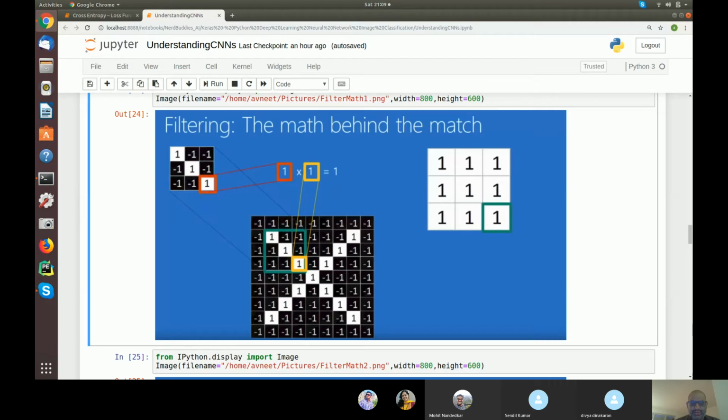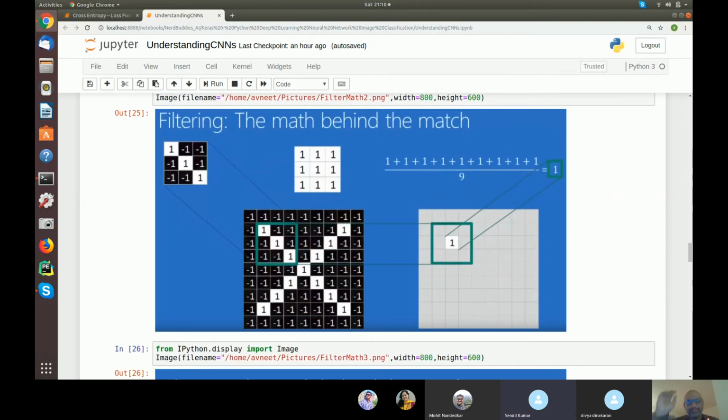So we'll do that same with all the 9 pixels in this case, and we'll put all the 9 values on the right. In this case, because we just have 1s and -1s and all of them had the exact same values, we have 1s in all the squares of the matrix.